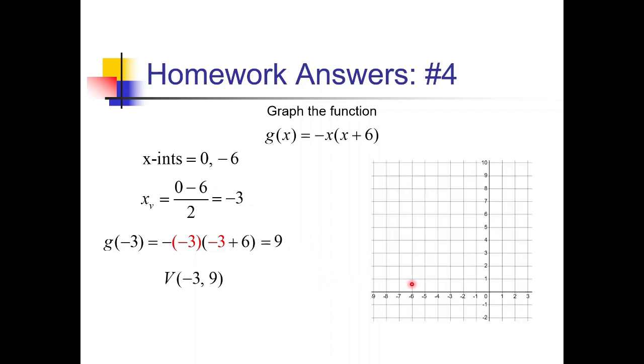Let's put all that on the graph. So we have an x-intercept of -6 and one of 0. So here's -6 and here's 0. It's also a y-intercept. And then we had the vertex at -3, 9, all the way up there. And then we just draw a parabola through those 3 points.